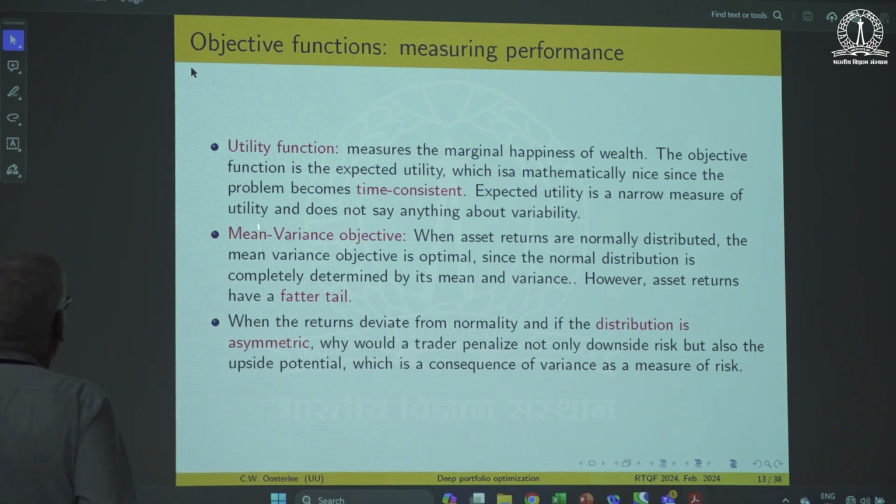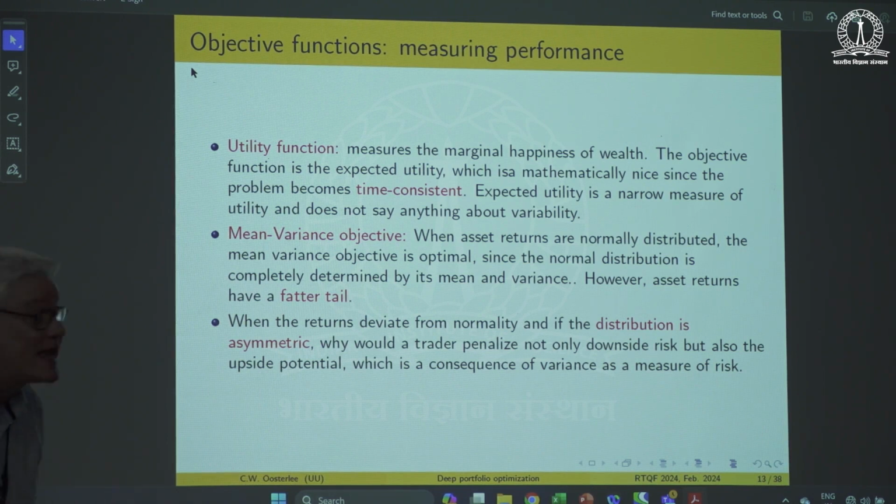Then from the 80s, there came the mean variance objective. And the mean variance objective, as I showed on a previous slide, is perfect when returns are normally distributed. When returns are normally distributed, then mean variance is optimal, because a normal distribution is determined by its mean and its variance.